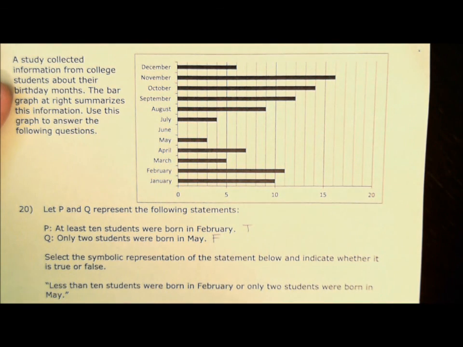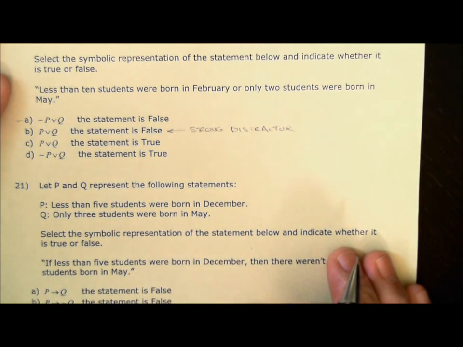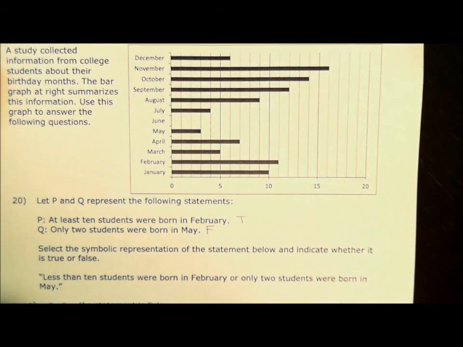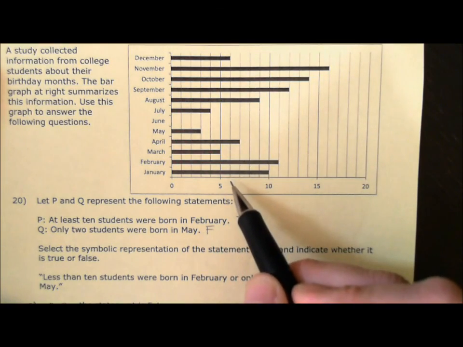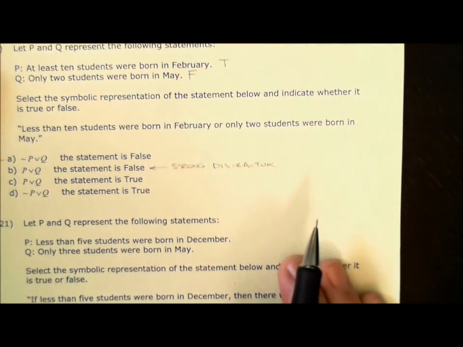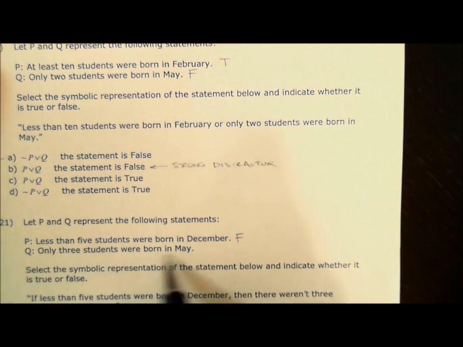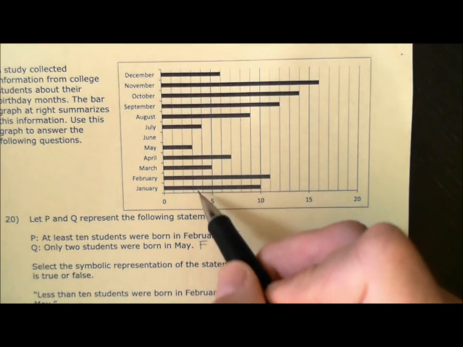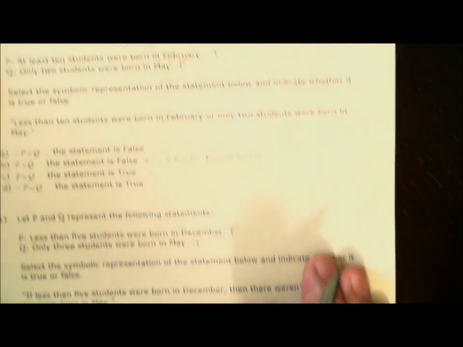Okay, and let's look at the next two. Less than 5 students were born in December. Let's see. You can see here that's false because there were 6 students born in December. So less than 5 students born in December is false. And only 3 students were born in May. Only 3 students born in May, that's true. So this way we don't have to look back at the chart all the time.